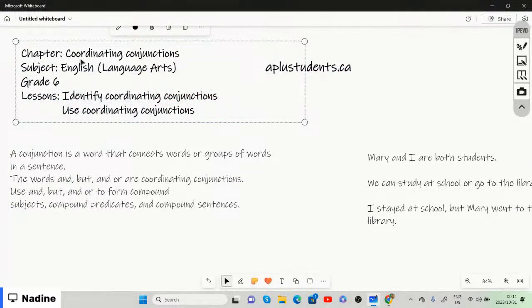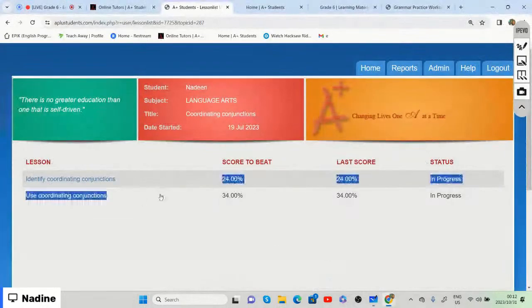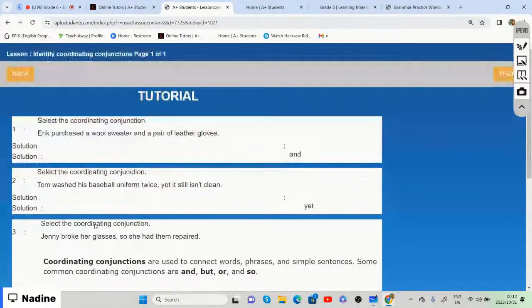So this is coordinating conjunction, which is our chapter, English Language Arts, grade 6. The lessons that we are focusing on are to identify coordinating conjunctions and to use coordinating conjunctions. All right, so now we're going on to the first lesson, which is to identify coordinating conjunctions.